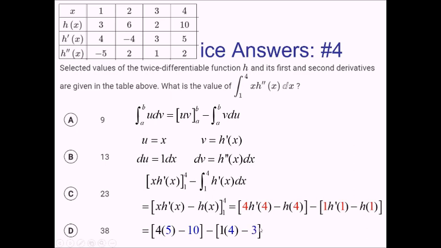So minus 3. Cleaning things up still more, this is going to be 20 minus 10, which comes out to 10. Over here we've got 4 minus 3, which is 1, and we're subtracting that. So careful now, 10 minus 1, this is going to be 9. That gives us choice A.